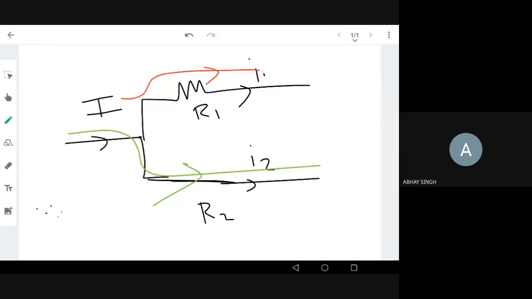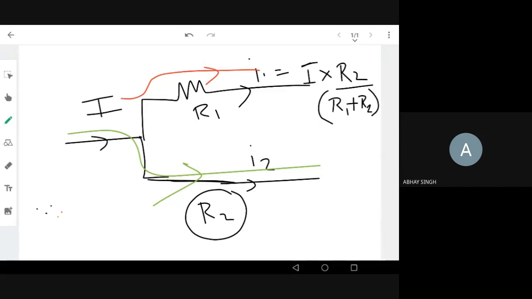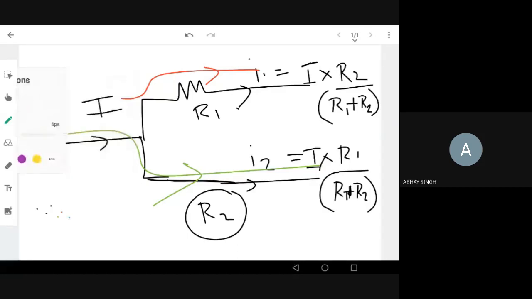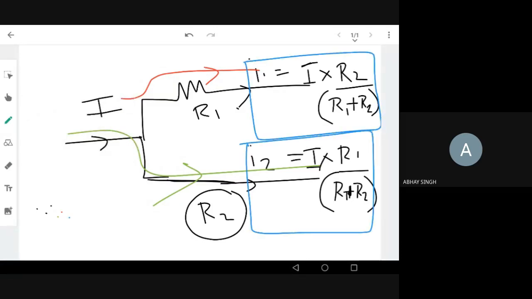Based on equations, we know I1 equals total current into the opposite resistance, right? R2 will come here first. R2 divided by R1 plus R2. Similarly, I2 equals total current into the opposite resistance, R1 divided by R1 plus R2. These things are very important. First, you need a feeling of what is happening. Just by seeing the circuit, you should know this is so and so. Initially, you can use these equations, but as you practice a lot, you should have this feeling intuitively.